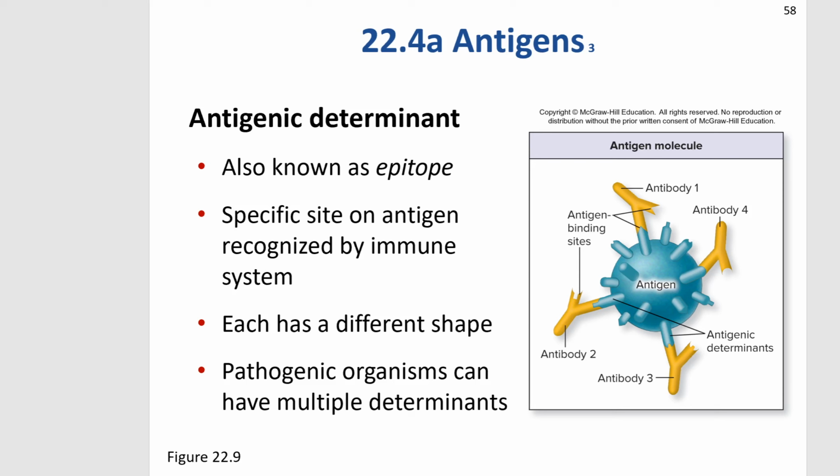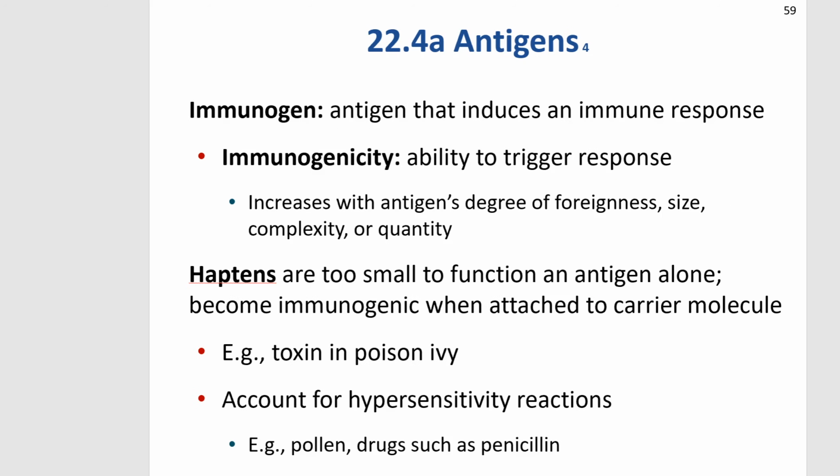Antigens, so antigenic determinant, also known as epitope. So this is what causes the response, just a part of the overall protein molecule. And as I said before in class, how proteins work is based on the chemical environments that they create and also their shape, right? How they all fold together. Other terms: immunogen, antigen that produces immune response, immunogenicity, able to cause a response.